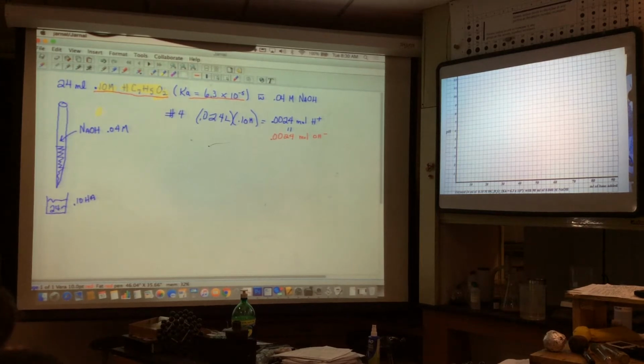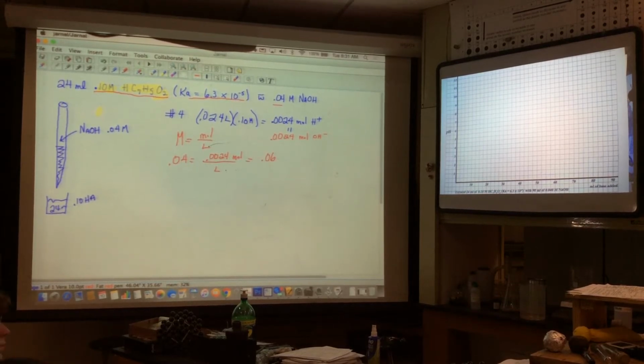It's very simple. Molarity is equal to moles over liters. What do I know? I know the concentration is 0.04 molar. I know the moles has to be equal to the moles in the beaker, so that's 0.0024 moles. Now I'm going to solve for my liters. When I do the math, rearranged, it's 0.0024 divided by 0.04, and I get 0.06.